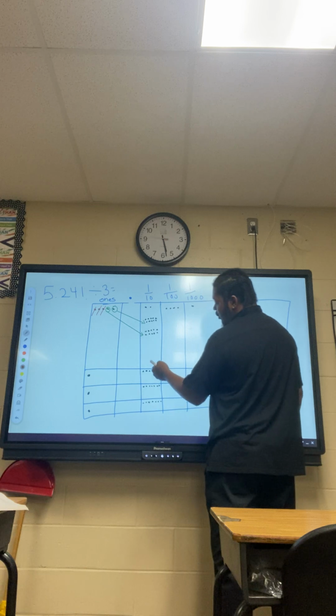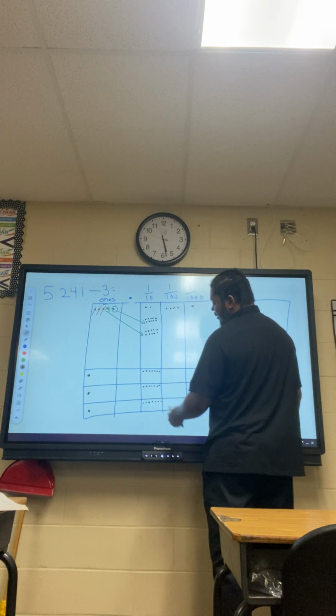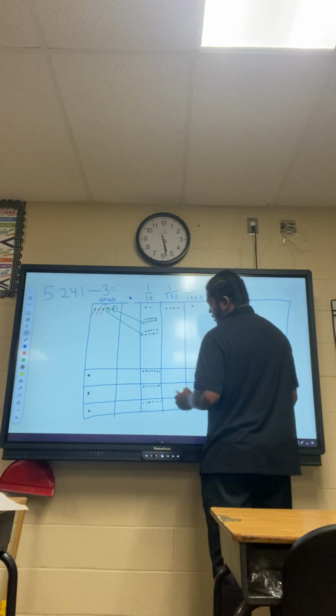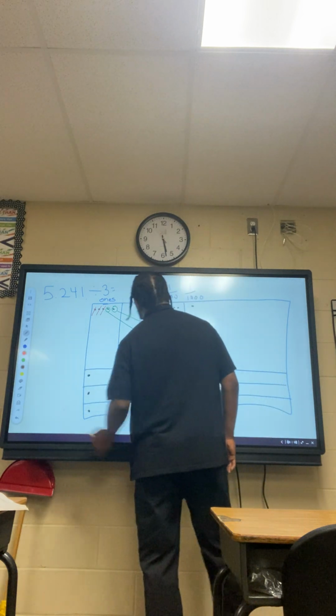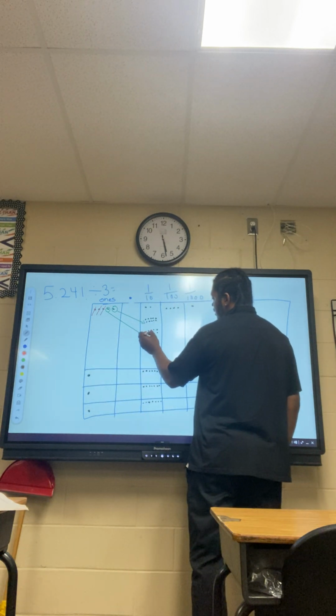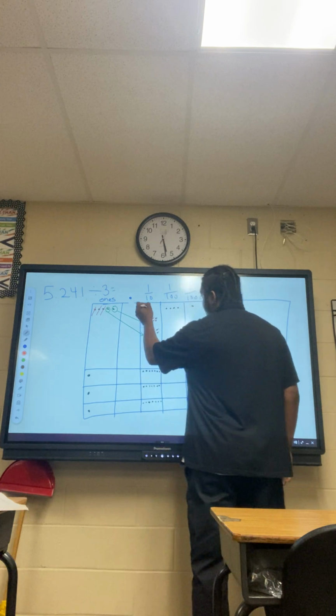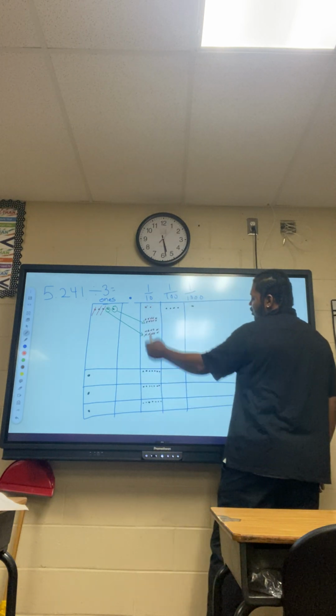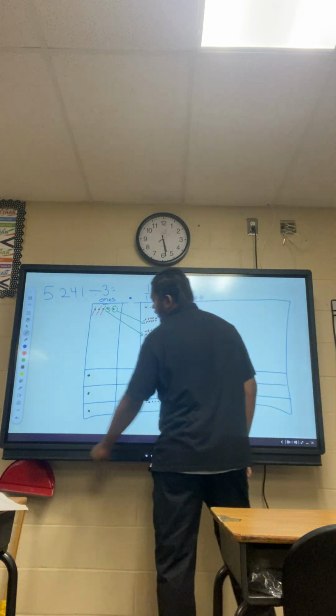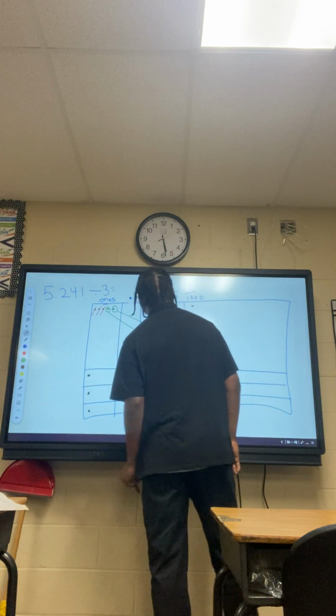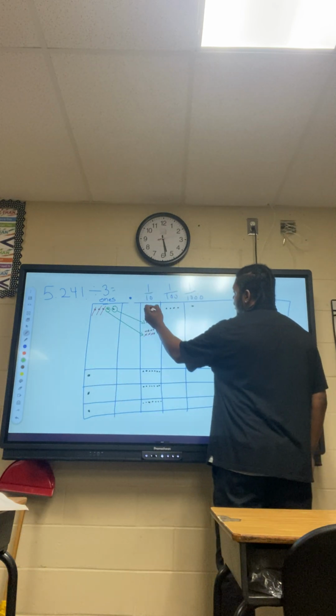Okay, so if we have 7 here, 7 here, and 7 here, that comes up to 21. But we had 22 dots. So we've got to cross out all the ones that we used. And we used 21. So we have 1 left of that 22. We can go ahead and move that to our next place value.